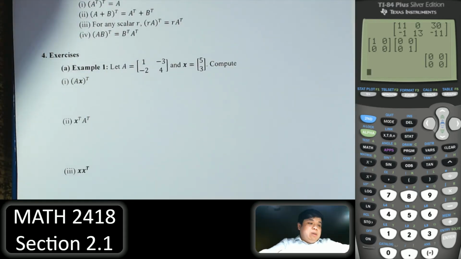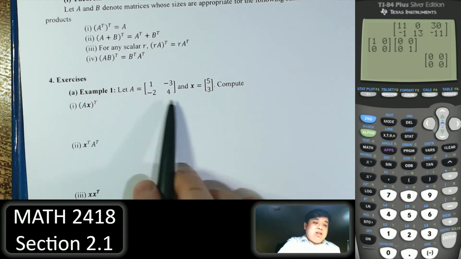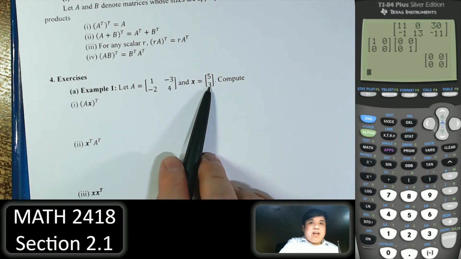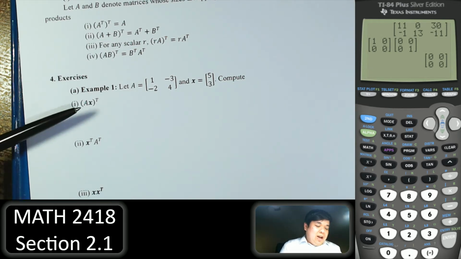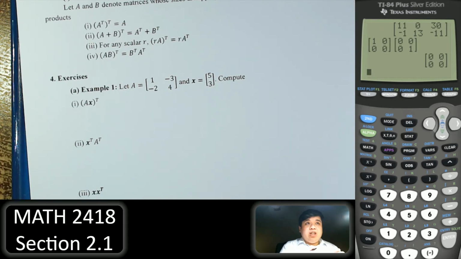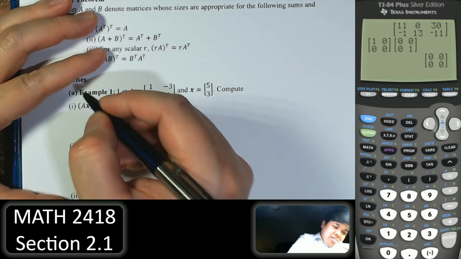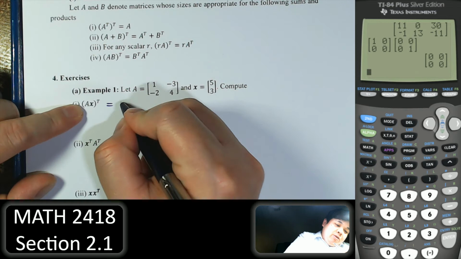Right. So we have some very simple examples here, just very minimal examples. We have a matrix and also a matrix, but if we only have one column, we call that a column matrix, or we just call it a vector as we did earlier. Right, (A times X) transpose. So we do inside the parentheses first and then we transpose. Right, so A is the matrix.